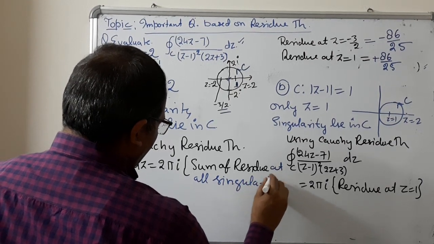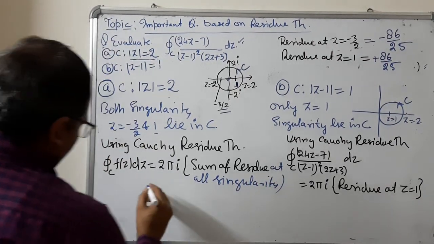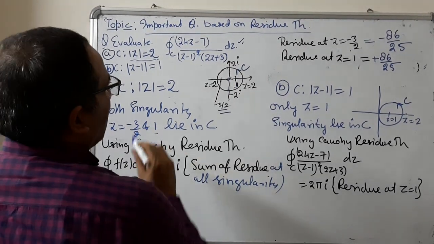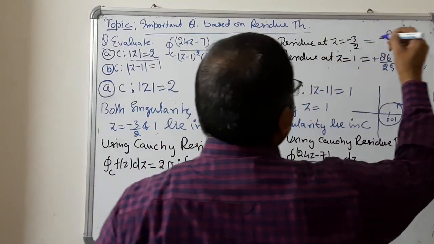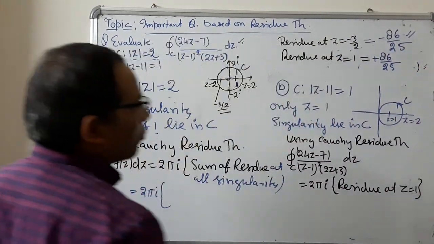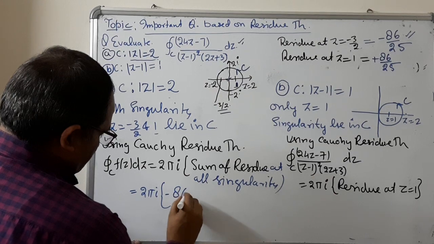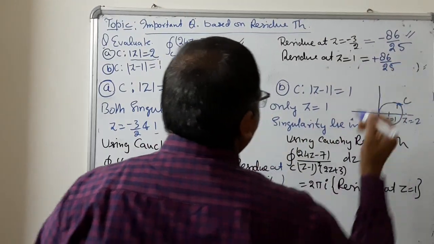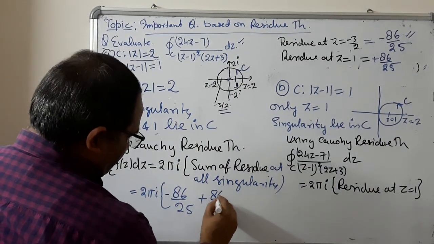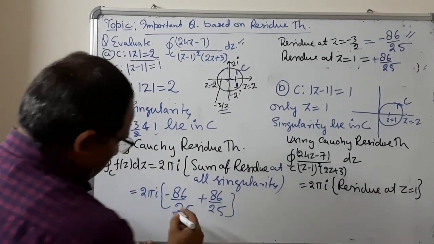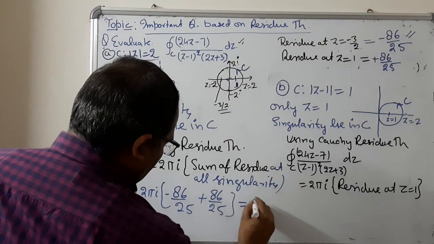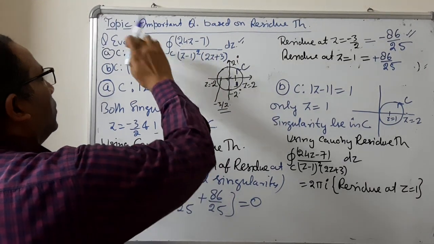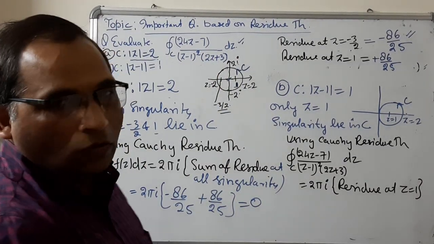At all singularities, right? So this 2πi, we have the two singularities. The residue at z equal to minus 3 by 2 is minus 86 upon 25, and the residue at z equal to 1 is 86 upon 25. So we write 86 upon 25, both cancel out, that means the answer is equal to 0. That means the value of the integration on modulus of z equal to 2 is 0.